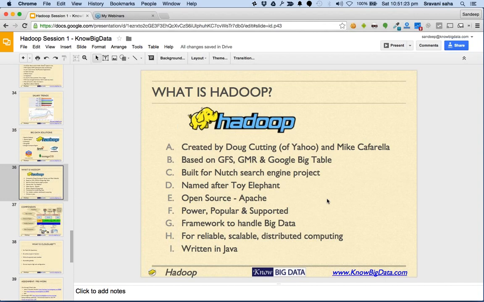And there is one more company called Qubole. It's based out of India. And then there are a few more companies who provide very good support for Hadoop. So it's basically very, very well supported by people.